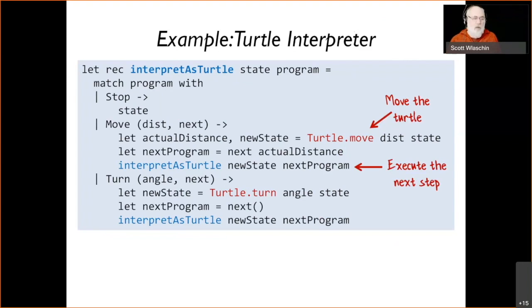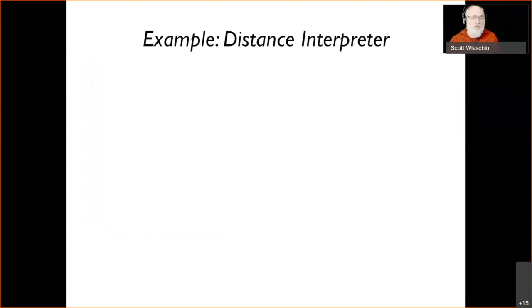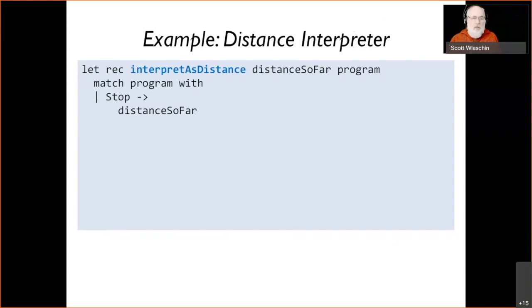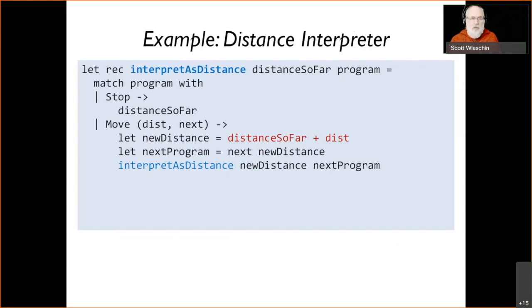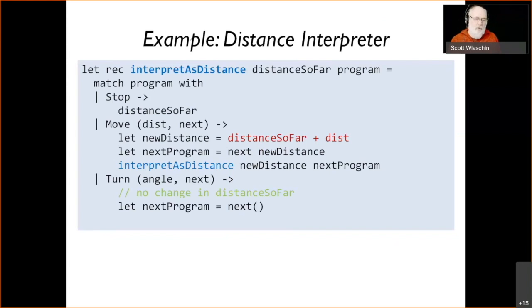But I could also do something like calculate the distance. So here's the distance interpreter. And again, for moving, all I do is update the distance and start again. And if it's a turn, I don't care, so I don't need to update the distance. And the nice thing about this is the whole logic of how the physical turtle works is completely hidden from me. Whether it's an async turtle or a synchronous turtle, I don't care, because that's inside the interpreter. As a caller, as a creator of the program, I don't care how these things work. I'm literally creating a bunch of instructions to be interpreted.